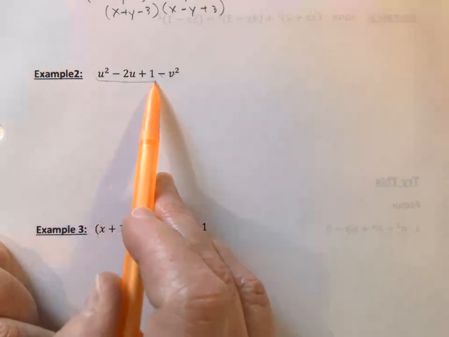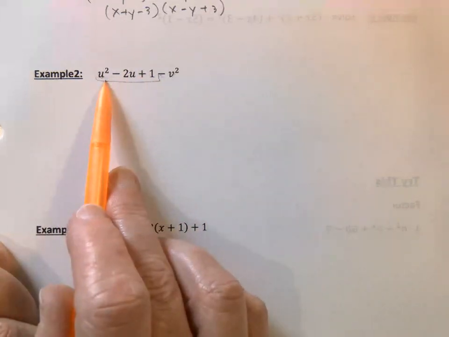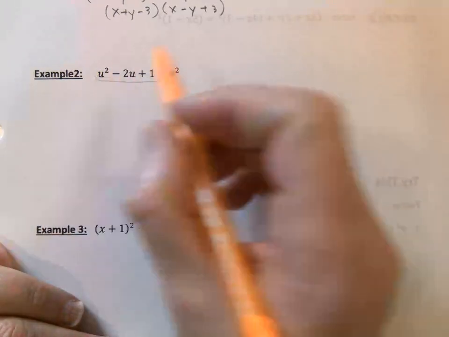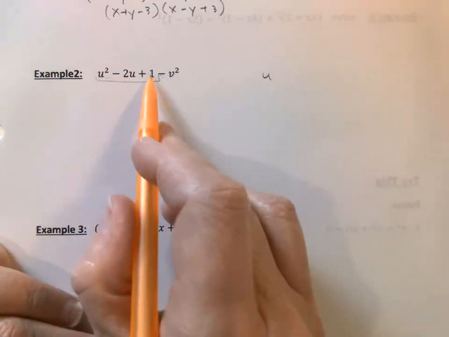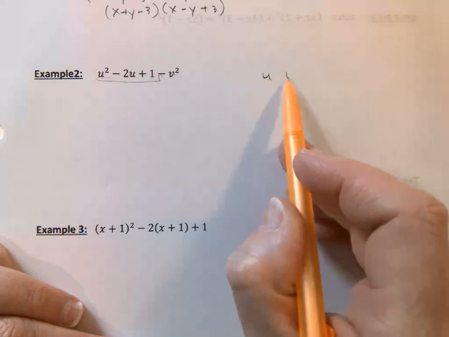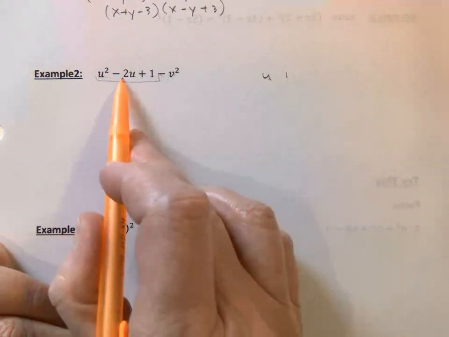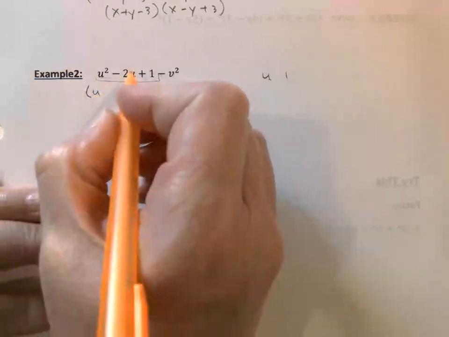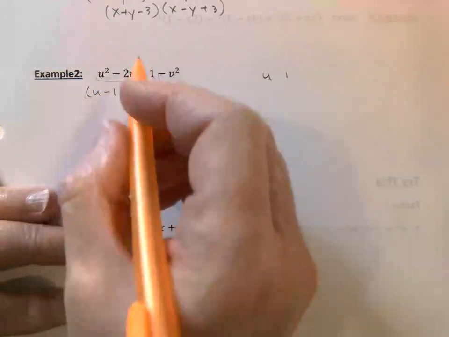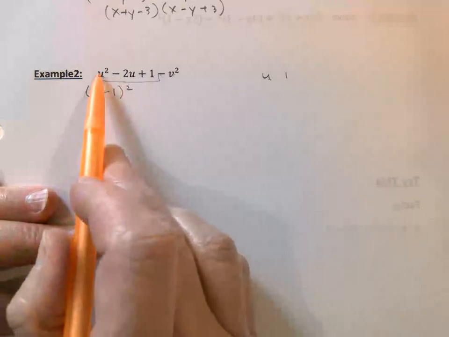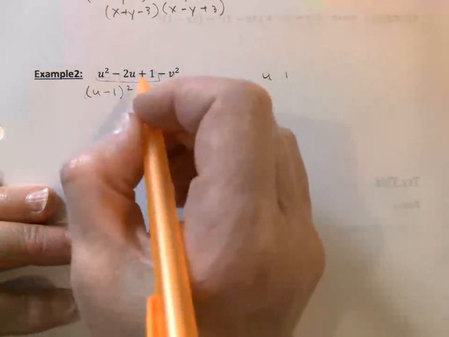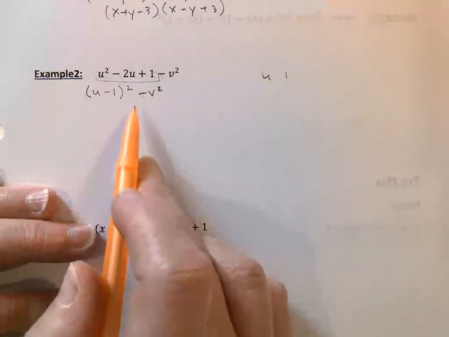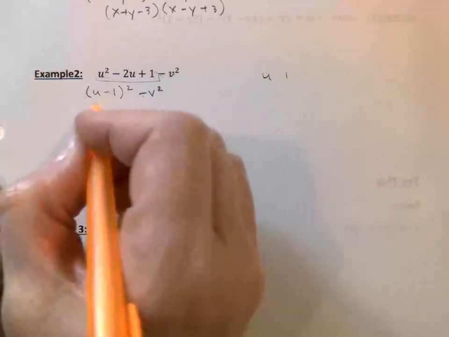And if we notice, this right here looks like a perfect square trinomial. Perfect square, perfect square. Let's check it. The square root of u squared is u. Square root of 1 is 1. U times 1 is 1 times 2 is 2u. So the perfect square is there. So I have u minus 1, because this is a minus, squared. So that's this perfect square trinomial factored, minus v squared. Perfect square, I'm finding the difference. So again, it's the difference of 2 squares.